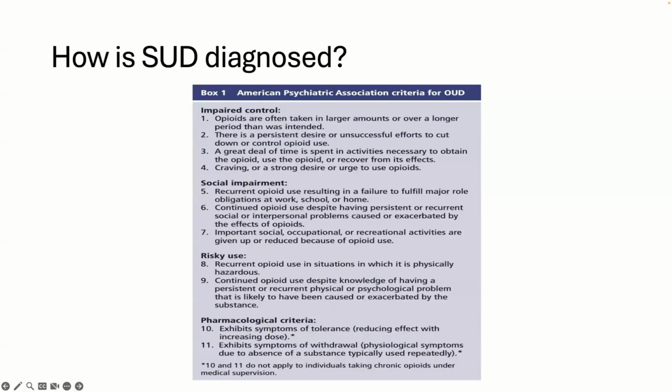The first is impaired control, and this includes taking opioids in larger amounts or for longer than intended. And these features reflect a loss of control. The second domain is social impairment, and this includes failure to meet obligations at work or home, as well as interpersonal problems. And these often reflect a negative impact to a person's work, home, and school life.